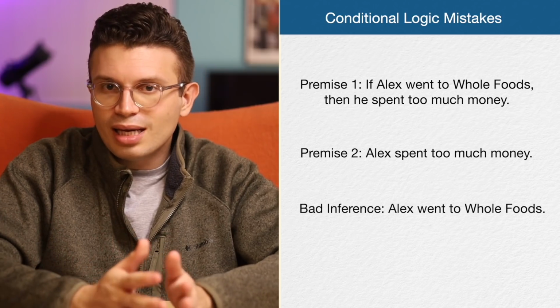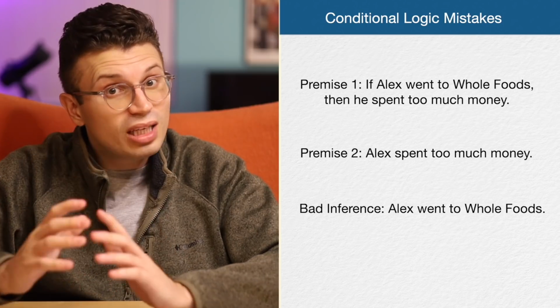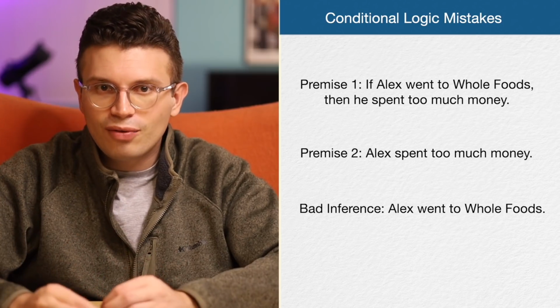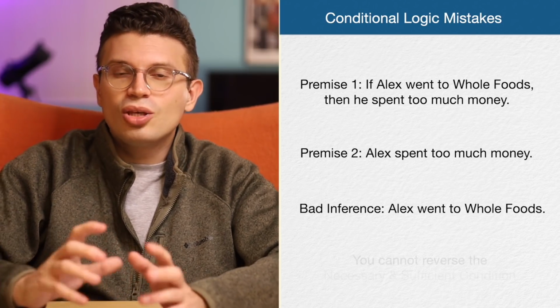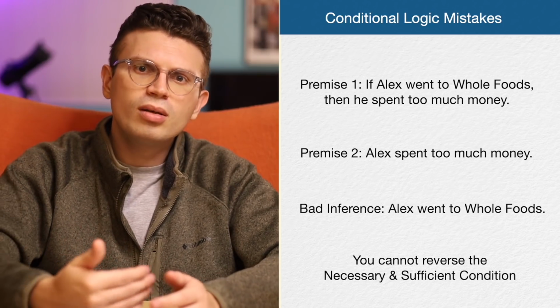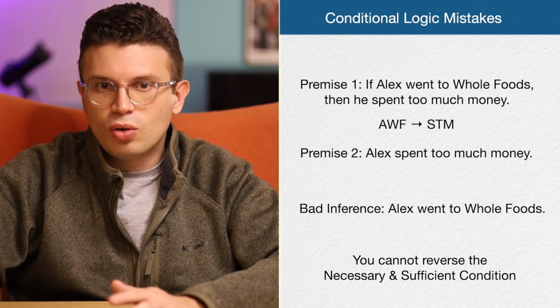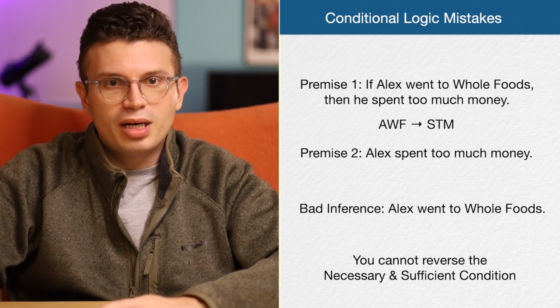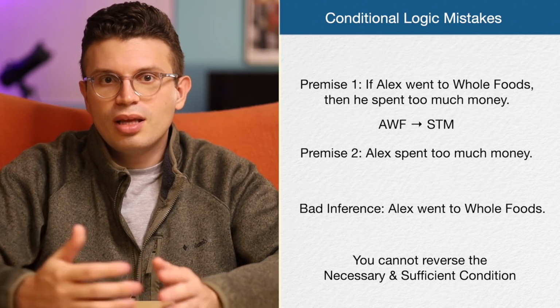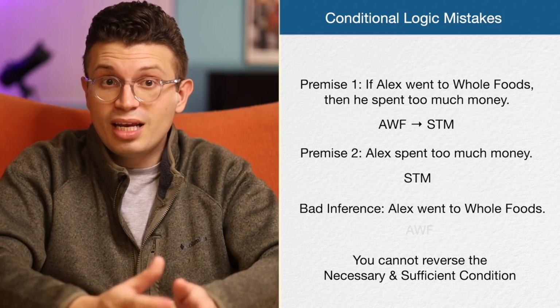Again, all this did was reverse the necessary and sufficient condition. And this one is actually really, really common. You see it in a lot of flaw questions, a lot of weaken questions. You cannot just reverse your necessary and sufficient condition. If we diagram out our statement, premise 1 says if Alex went to Whole Foods, then he spent too much money. All right? Alex went to Whole Foods, then spent too much money. Premise 2 says we spent too much money. Bad inference, Alex went to Whole Foods. It's bad.